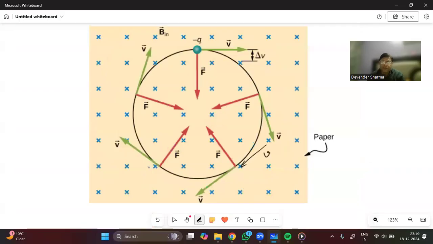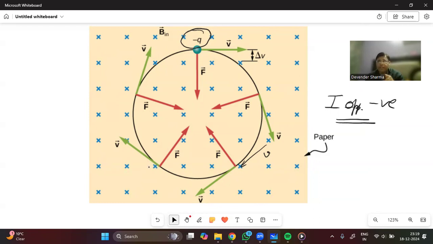See this thing, this is the velocity. The magnetic field is entering inside. If the magnetic field is inside, then the velocity will be in a different direction. One more thing we have to remember is that the charge given to us is minus q charge. And remember, current is opposite to the negative charges.